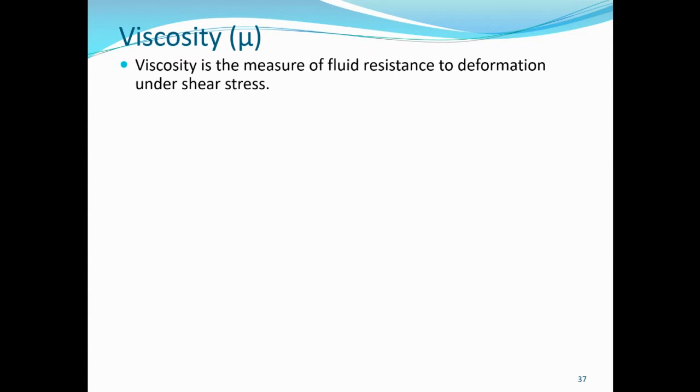For instance, if you have honey, acid, and water, and you pour them on the ground, water will move faster than honey because honey has higher viscosity than water. In other words, we will say honey has higher resistance to deformation under shear stress.